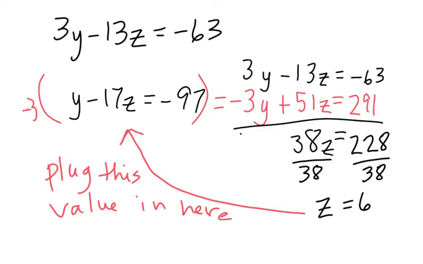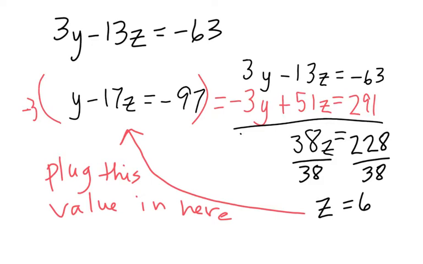So I just took the second equation and multiplied through by -3 so that I would get the coefficients of y to match but have opposite signs. That way when I add it together, I eliminate the y variable. So then I just have 38z equal to 228. I can divide both sides by 38 and solve for z. So I get 6 for z.